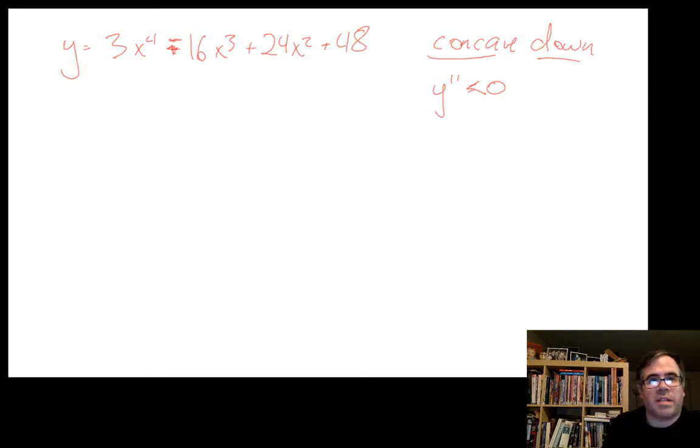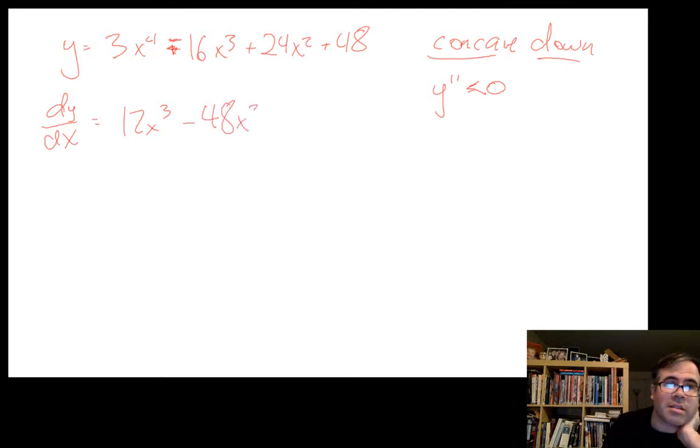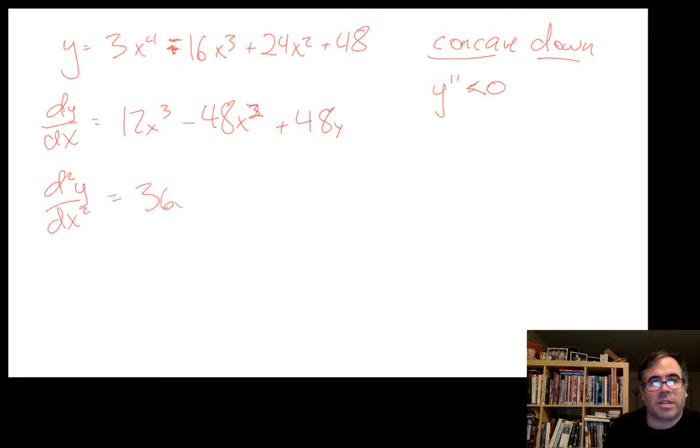So if y is this, then dy dx is 12x to the third minus 96x squared plus 48x. And then the second derivative, d squared y over dx squared, is going to be 36x squared minus 192x plus 48. And then, going in there and being confident that you can just solve this. We're looking for when it's concave down, when it's less than 0, so we want to focus on when it's equal to 0.